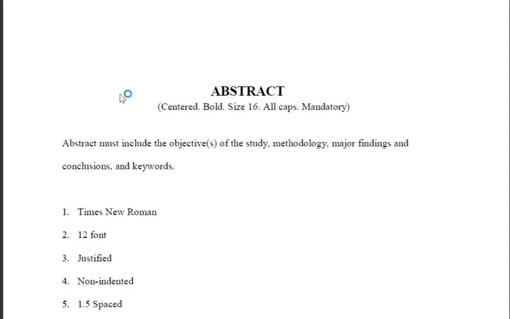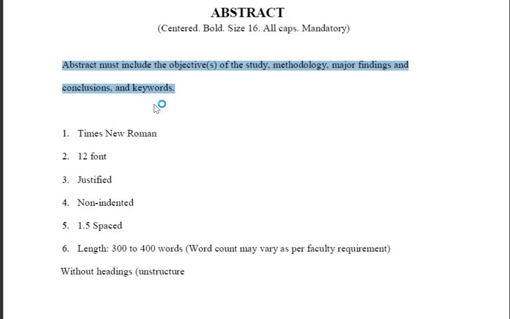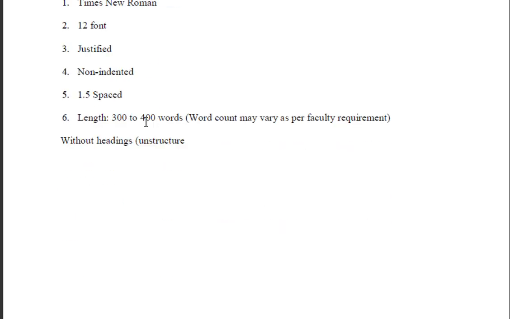After the front pages, then comes the thesis, and your thesis starts from the abstract page. The abstract heading is 16 font, bold and capitalized, and then comes the text of the abstract. It is normal 12 font, Times New Roman, and justified, no indent, 1.5 spacing, and its length is like 1 or 1.5 pages, 300 to 400 words only. And there is no heading in the abstract.